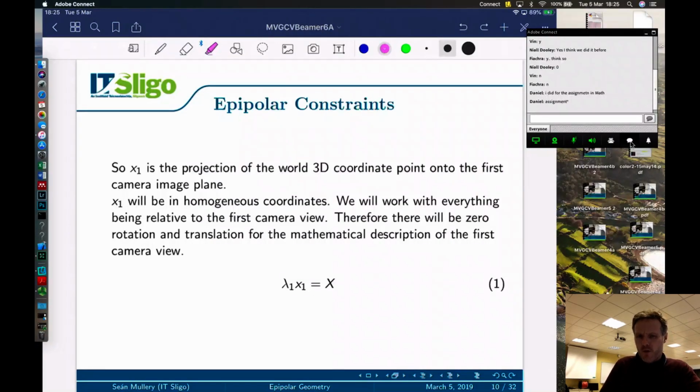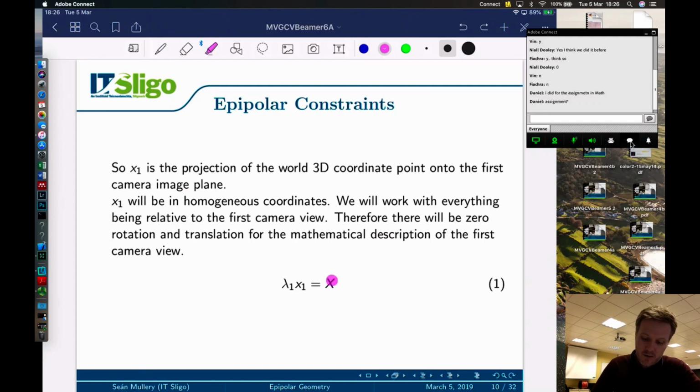So x1, which remember is the projection of the world 3D coordinate point onto the first camera image, will be in homogeneous coordinates, so we'll work with everything being relative to the first camera view. So what we're going to assume is that the origin of our world is actually in the first camera view. Therefore, there will be 0 rotation and translation, so no extrinsic parameters to worry about in the first camera view. We assume it's where we start from, it's our relative point. So the mathematical description of the first camera view is actually very simple.